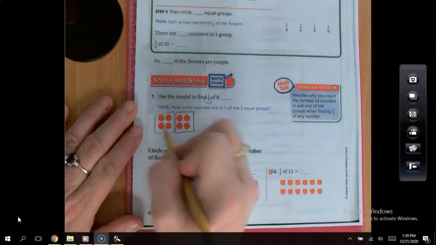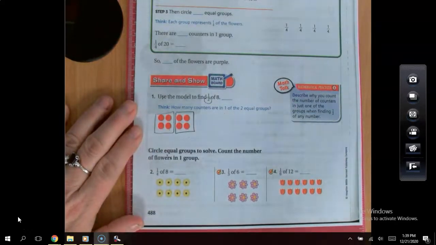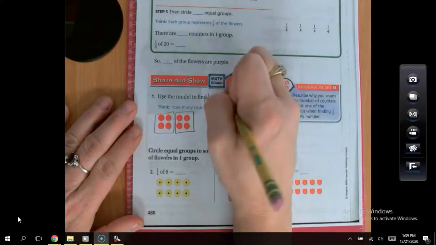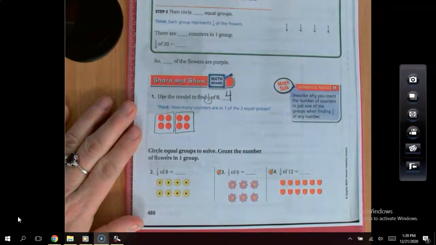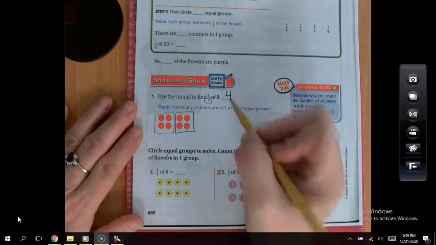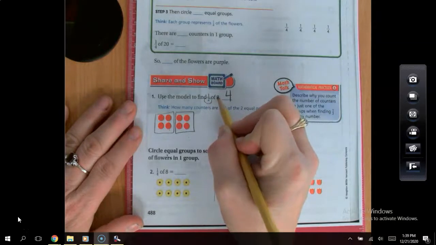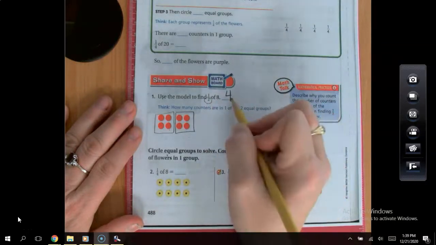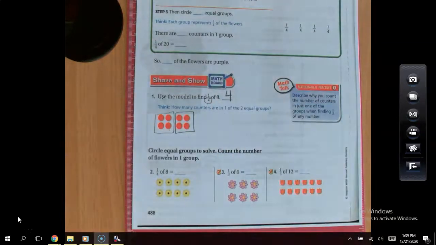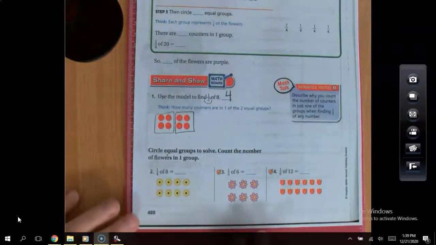1, 2, 3, 4. So 1/2 of 8 is 4. Again, look, how many times can 2 go into 8? 2 times what is 8? 4. It's like the missing factor.